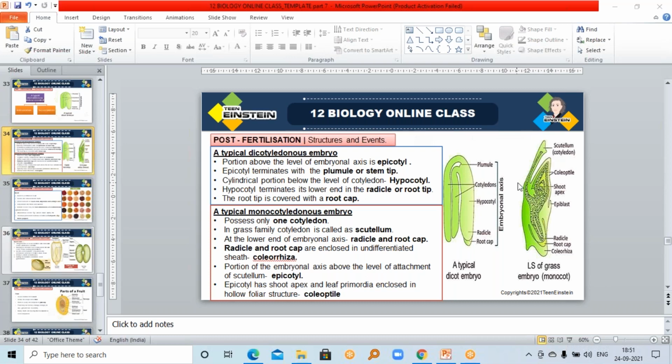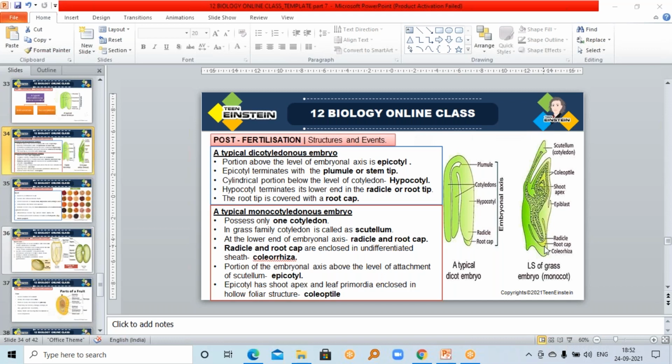The scutellum is towards the lateral side of the embryonal axis. And at the lower end of the embryonal axis, you can see radicle and root cap. Same as in dicots, in monocots also, radicle and root cap are at the lower end of the embryonal axis.